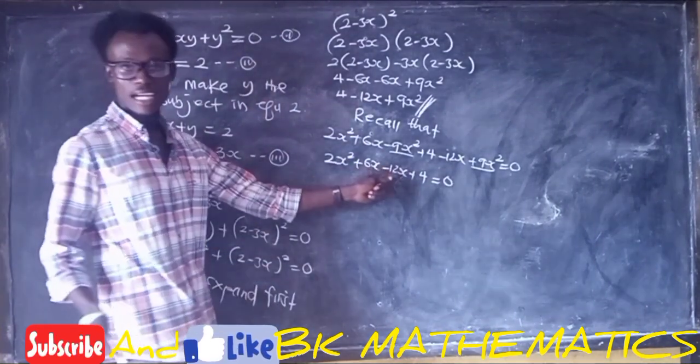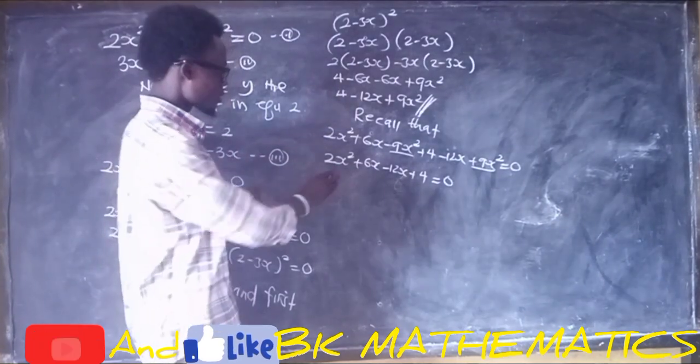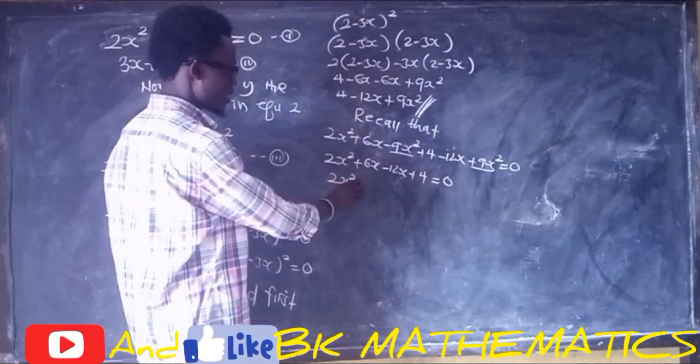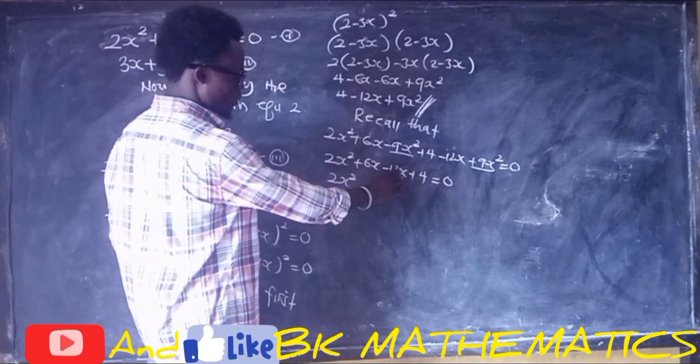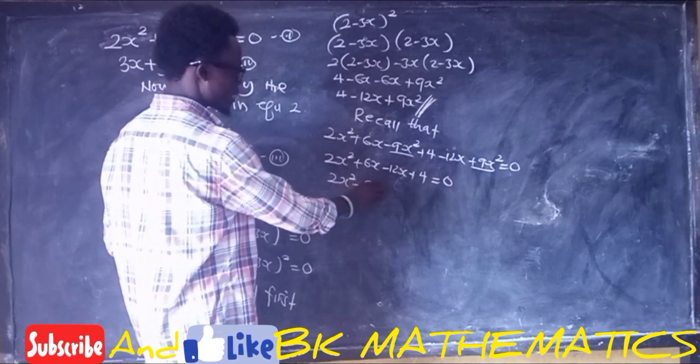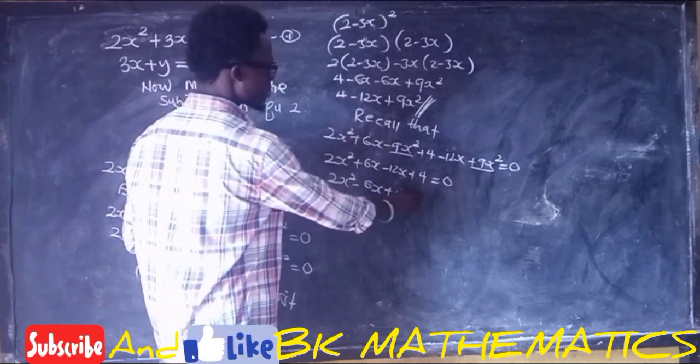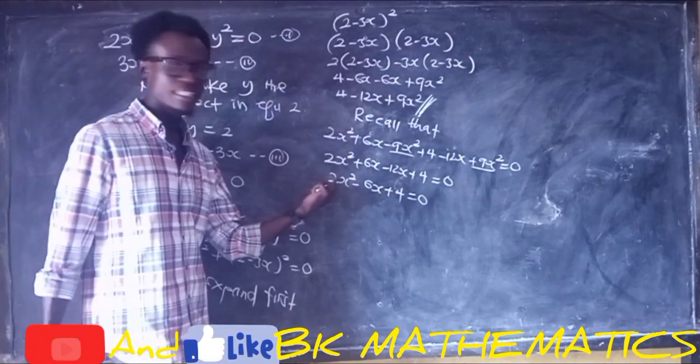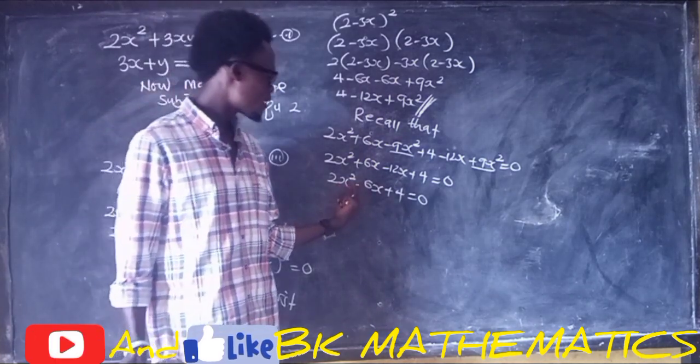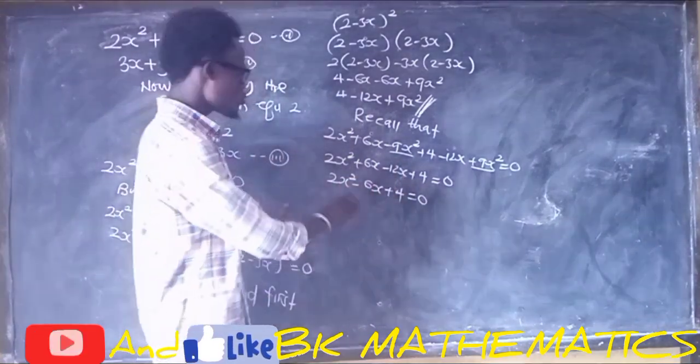Now let's subtract the right hand. You just need to subtract. Then we say 2x squared, 6x minus 12x will be minus 6x, plus 4. Everything becomes 0. Now, since 2 can divide this 4 times with no remainder, we use 2 to divide them.